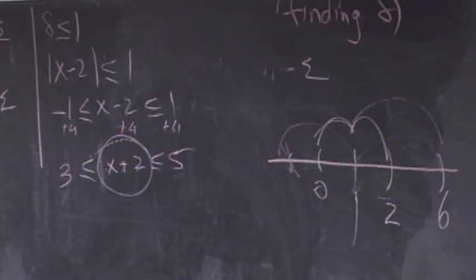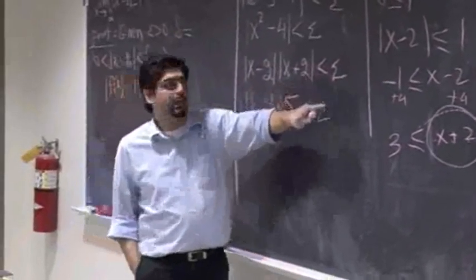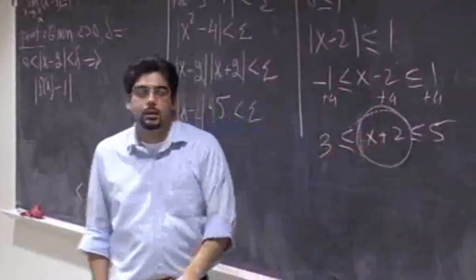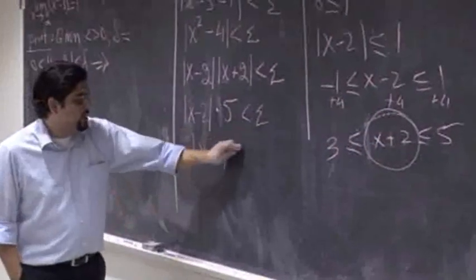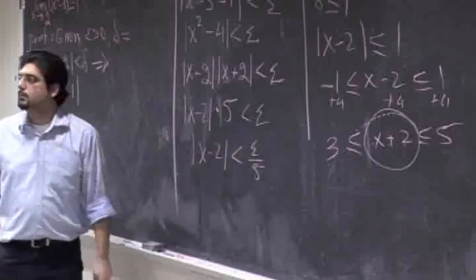Instead of 4, would we be adding 2 to both sides? We're trying to look for the size of x plus 2. Right. So how do you make x minus 2 into x plus 2? Oh, right. Okay. So absolute x minus 2 has to be less than epsilon over 5.